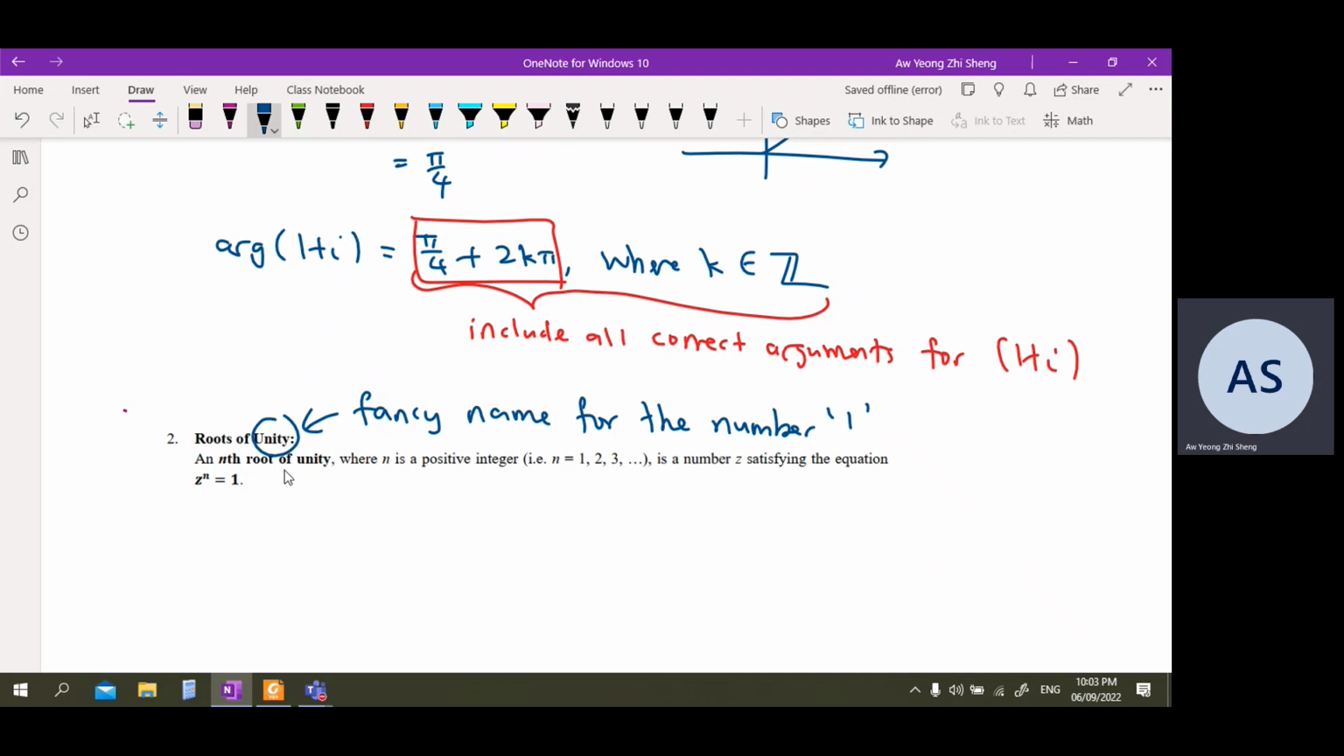So an nth root of unity, or the nth root of the number 1, where n is a positive integer, is a number z satisfying the equation z to the power n equals 1. Since they're asking for the nth root of 1, we are effectively solving for z in the equation z to the power n equals 1. Then your values of z will be the nth roots of 1.